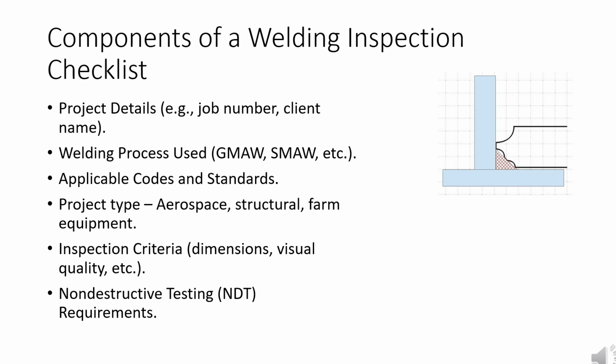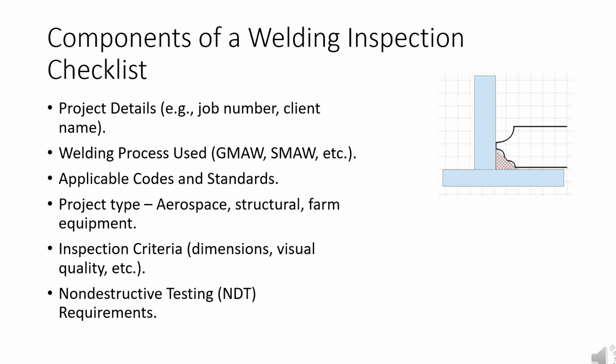What should go into a welding checklist? Here's what to include in your welding inspection checklist. 1. Project details. Document the job number, client name, and other key information. 2. Welding process. Identify the process being used and its critical variables.